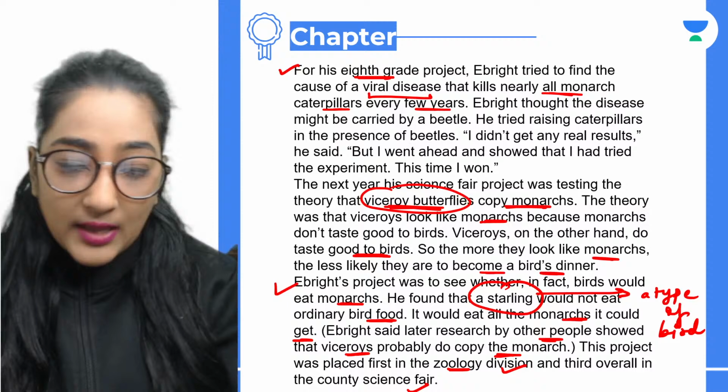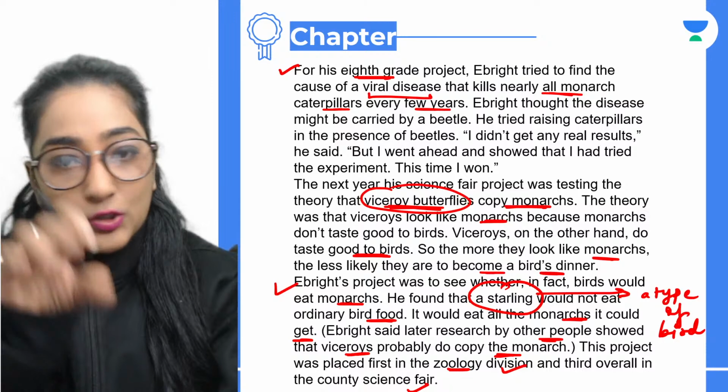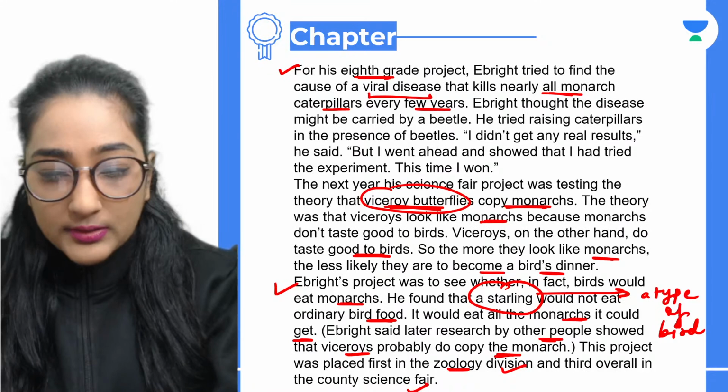Is that clear? Hey, Smriti. Hi, dear. Is that making sense to everyone? Yes, everyone. Later research by other people basically means that this was his research, but others also researched this. There were other people also who were researching on this, and they informed this. Is that clear?